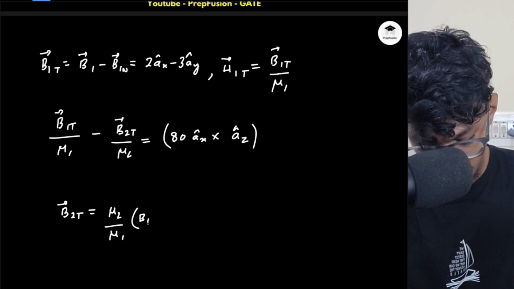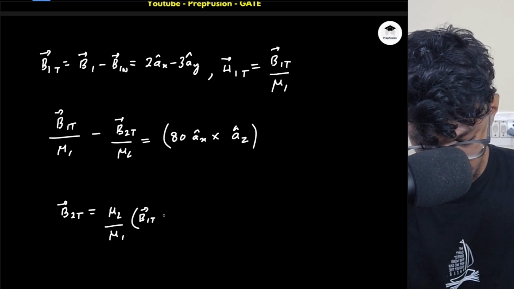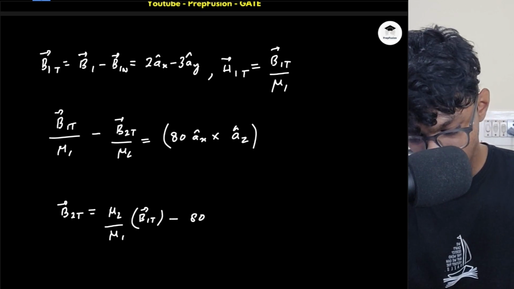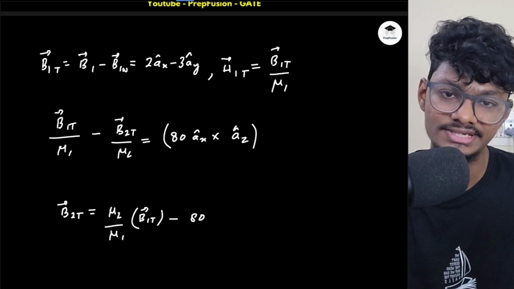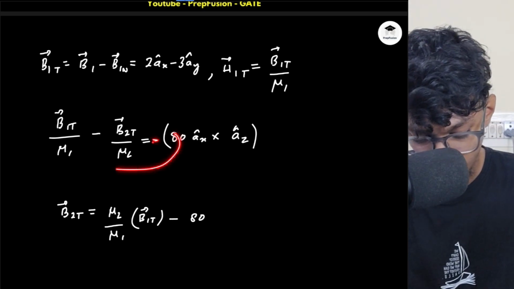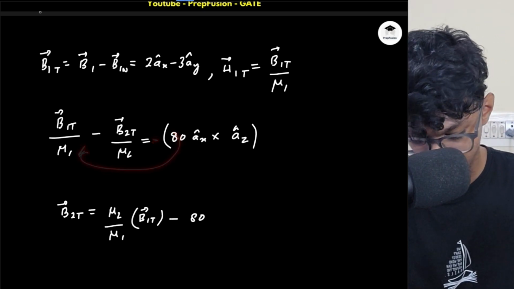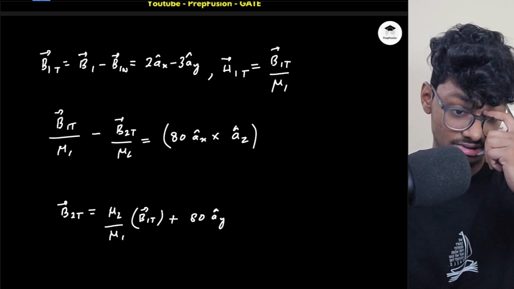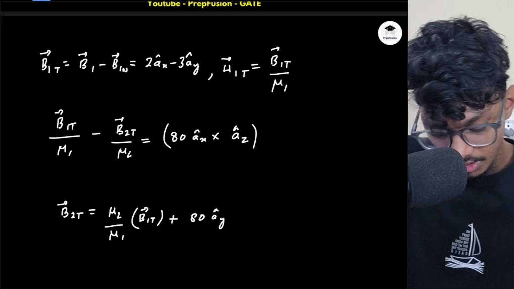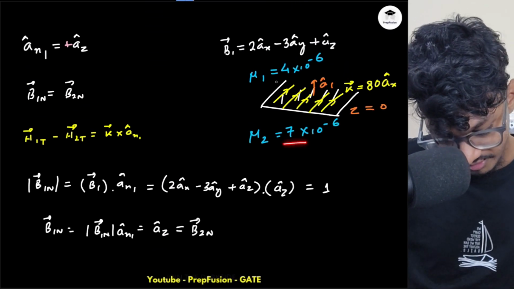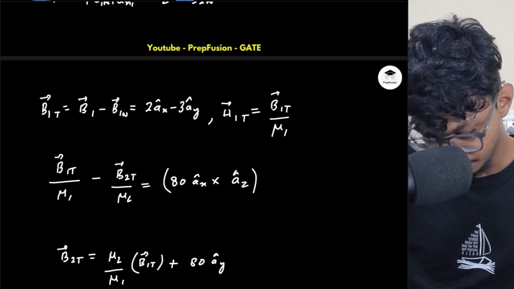This will be B1T minus 80. Now remember, what does AX cross AZ mean? AX cross AZ is minus AY. So this becomes minus, and if it goes to the left-hand side, it becomes plus. So this will be plus AY, okay? This minute adjustment you have to do. So now we can simply solve. What is mu2 by mu1? Mu2 by mu1 is simply 7 by 4. So this will be 7 by 4.